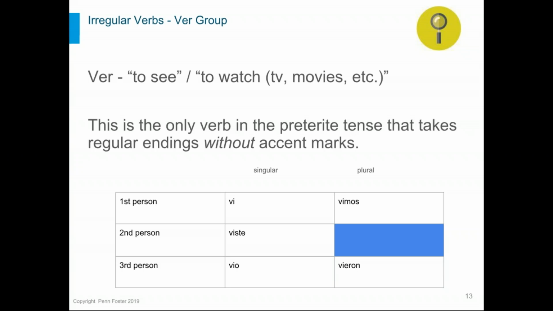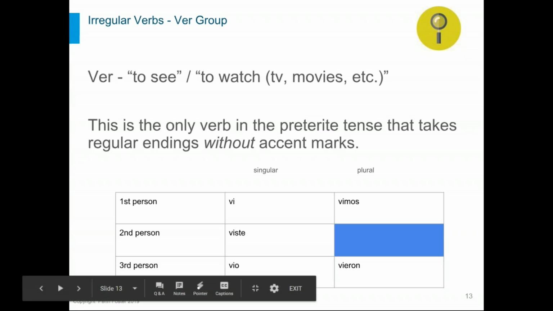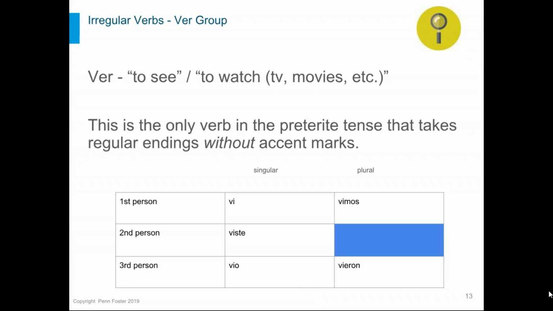Again, viste, vimos, and vieron are regular. Like I mentioned, as we introduced irregular verbs, some of these will include partial regular conjugations as well, unlike ir and ser, which were completely irregular. Okay, so you would use this verb when talking about the fact that somebody saw or watched a show, movies, etc. Something, like sports off of a television set or a movie screen or computer screen.